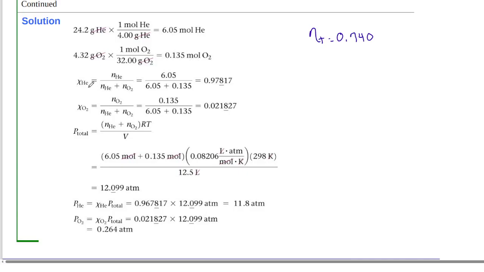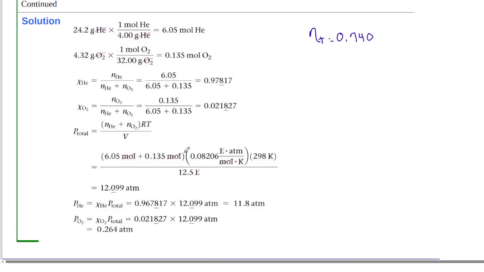Next, we can calculate the mole fraction of each component. The mole fraction of helium is equal to the moles of helium divided by the total moles. Now, you could put those in separately, or you could just calculate the total moles, which is 6.185, and put that here. So that's equal to 6.05 divided by the total moles, which is 0.97817. The mole fraction of oxygen is equal to the moles of oxygen divided by the total moles, which is 0.135 divided by the total moles, which is 0.021827.